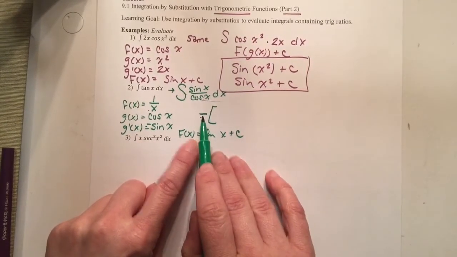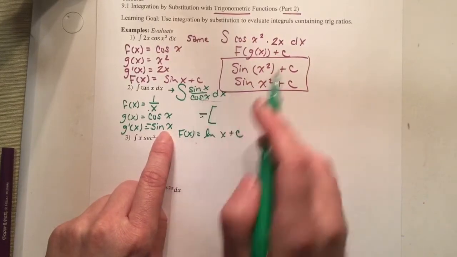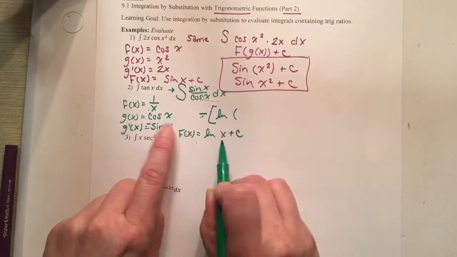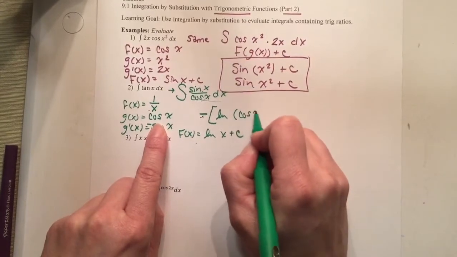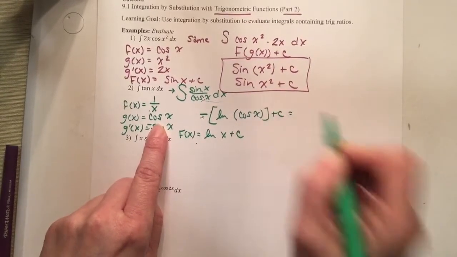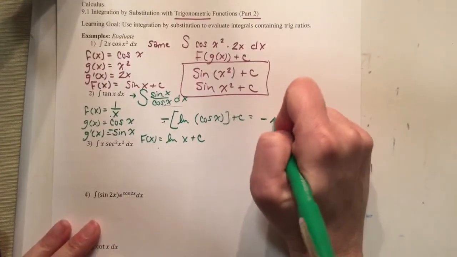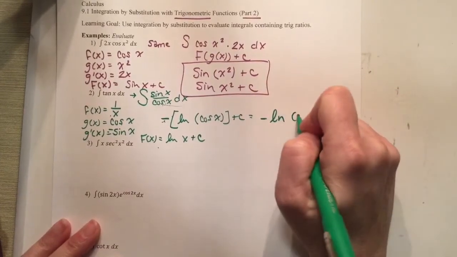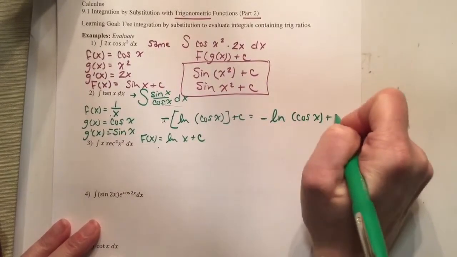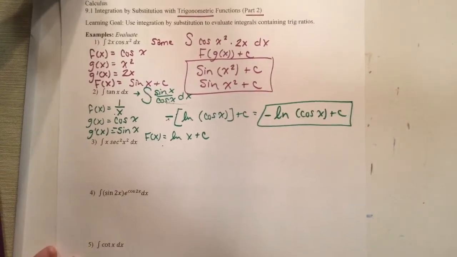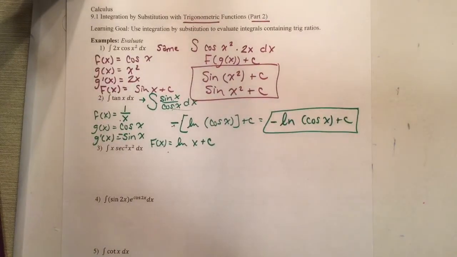So there's a negative up front to make the signs match. Natural log of, instead of x, it's the cosine of x, plus c. So just to make this look a little bit nicer, a negative natural log of the cosine of x plus c. Now that's a challenge question for the day. I put in a couple that I thought were kind of tricky, and I figured let's go ahead right away with number 2 and get a challenge in there.